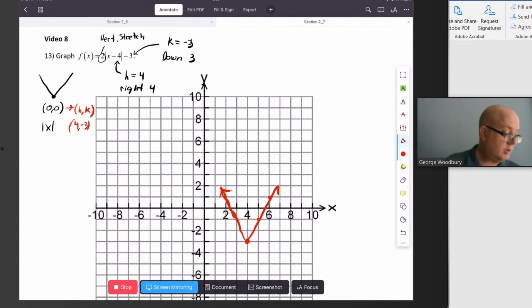Basically, I took the main function, which would have been here. I picked it up off the graph. I moved it 4 to the right, down 3, and then I stretched it up by a factor of 2.